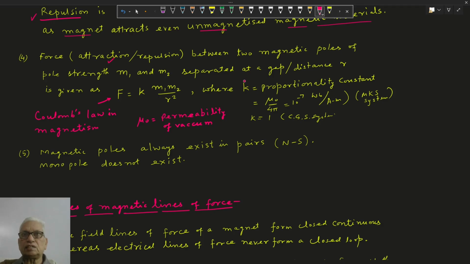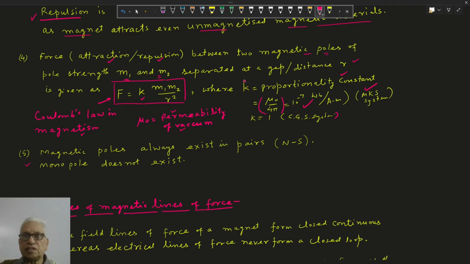Force of attraction or repulsion between two magnetic poles of pole strengths M1, M2, separated by distance R, is given by F equal to K M1 M2 upon R square, where K is the proportionality constant. M1 and M2 are the pole strengths, not the masses. K is mu naught upon 4 pi. Its numerical value is 10 to the power minus 7 in the MKS system, and K is 1 in the CGS system. This is the Coulombian force in magnetism.